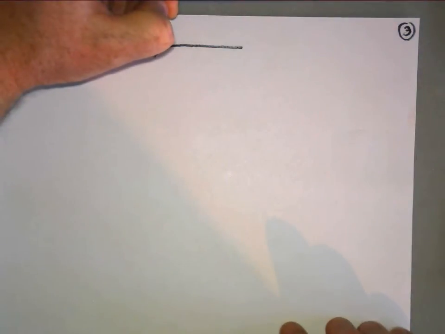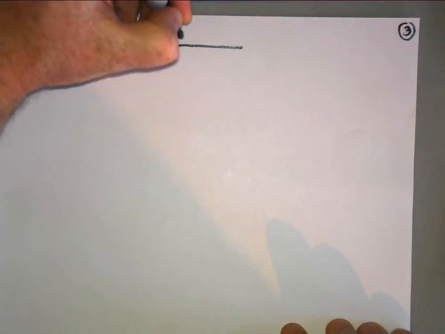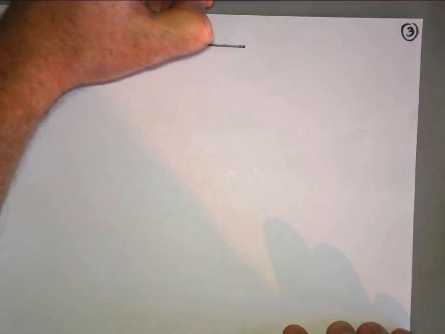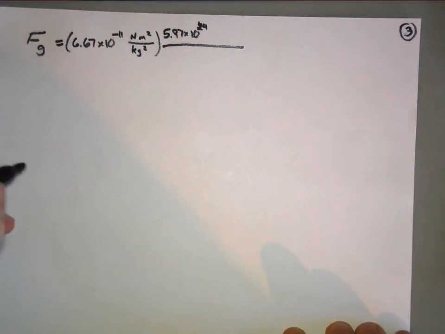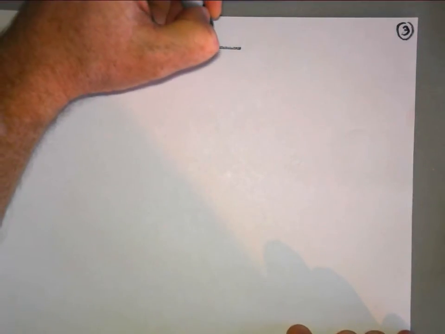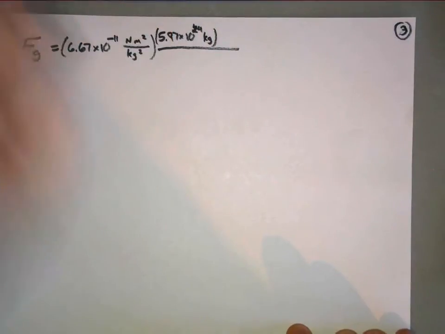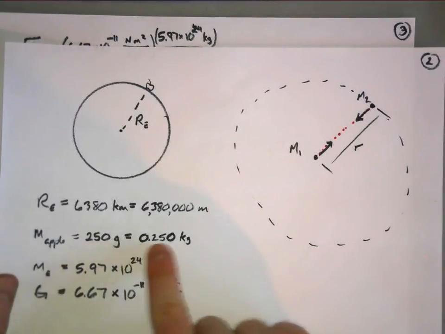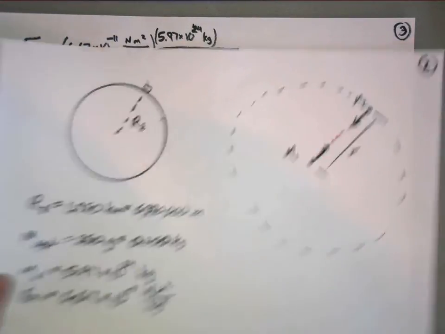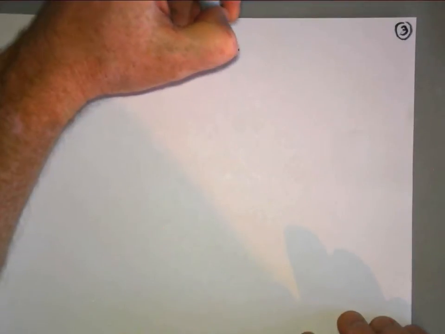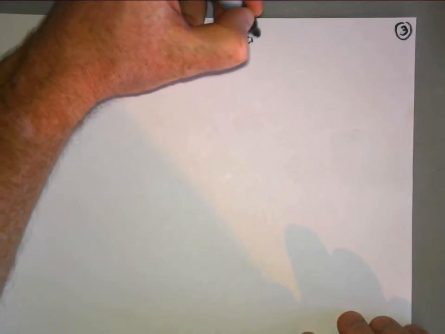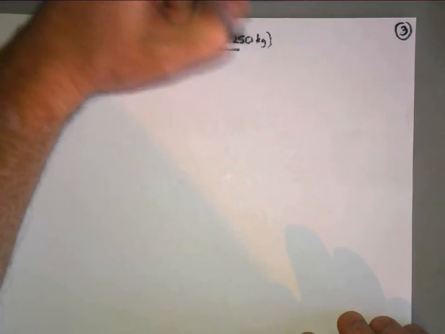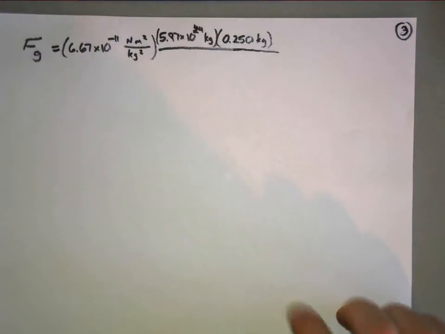So I have M1, 5.97 times 10 to the 24. Sorry about that. And this is kilograms. And then M2 will be the mass of the apple, which I said was 0.250 kilograms. Extend that line, and I need to divide by the radius squared.